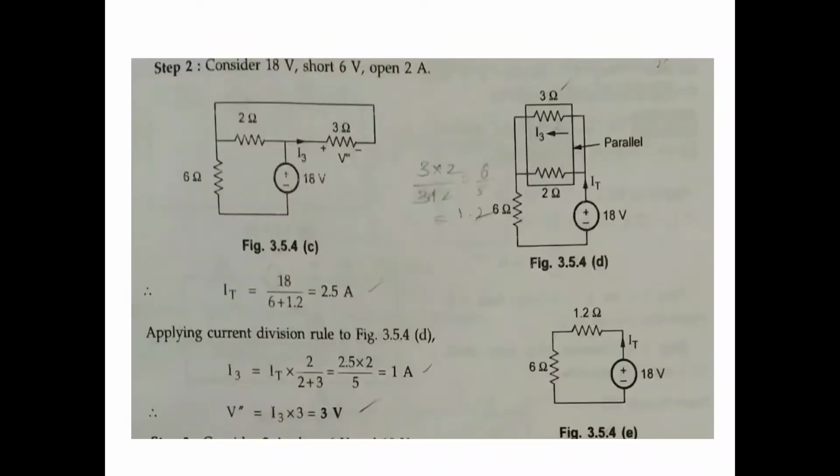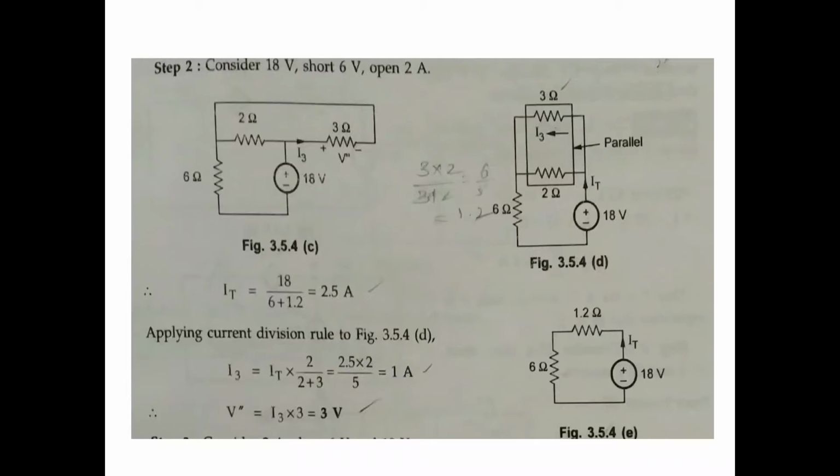Second step, consider 18 volts, short 6 volts, open 2 amps. The 6 volts is shorted, 2 amps open. Here 3 and 2 will be parallel, that is 1.2. Then 18 divided by 6 plus 1.2 is 2.5 amps. Here the total current is 2.5 amps.